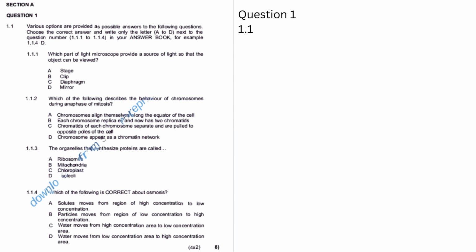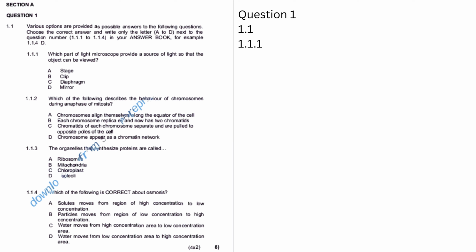Part 1, Multiple Choice, Question 1.1. Let's start with Question 1.1. These are multiple choice questions. You only need to write the letter, but you must understand why the letter is correct.